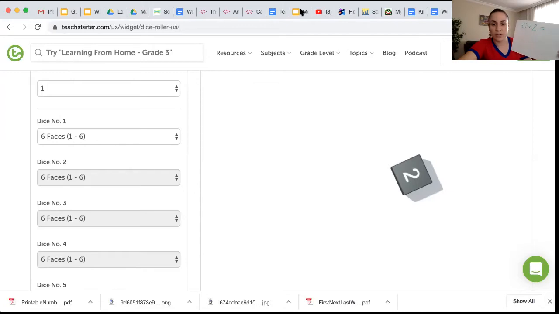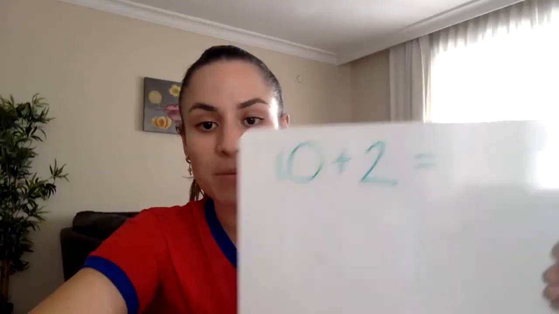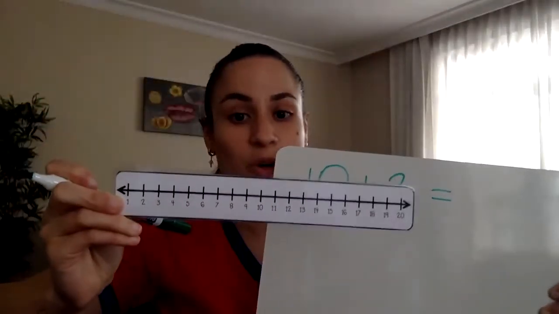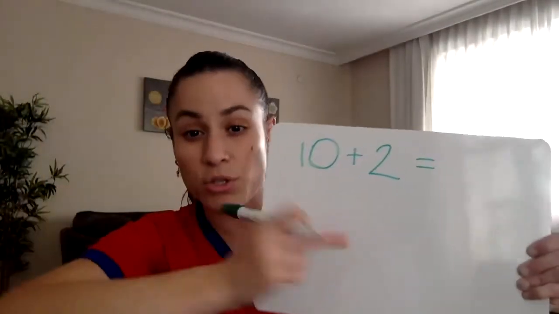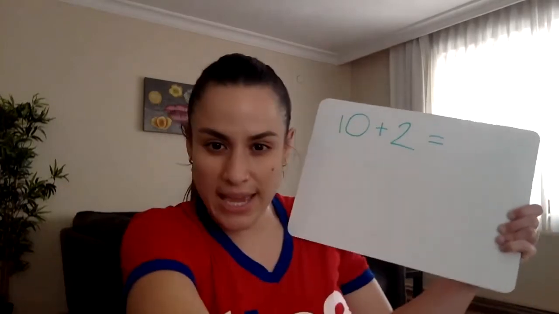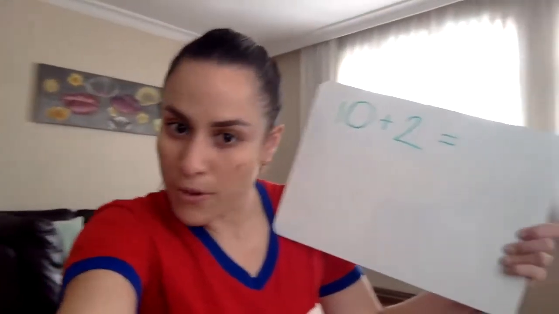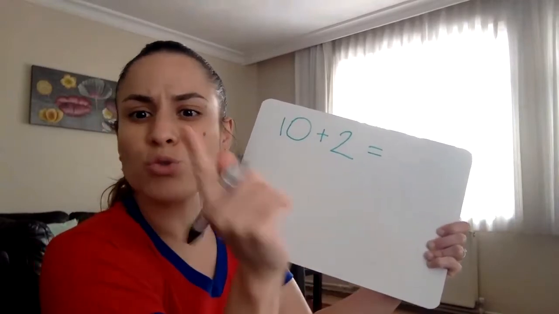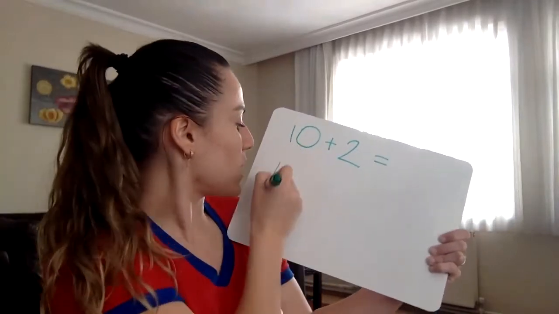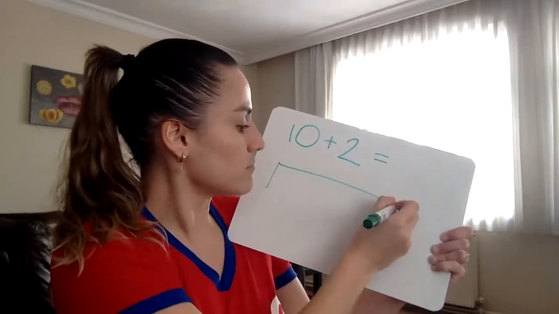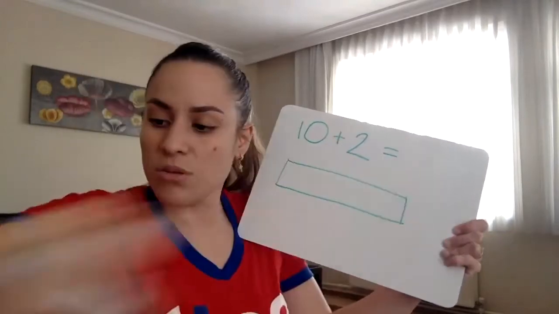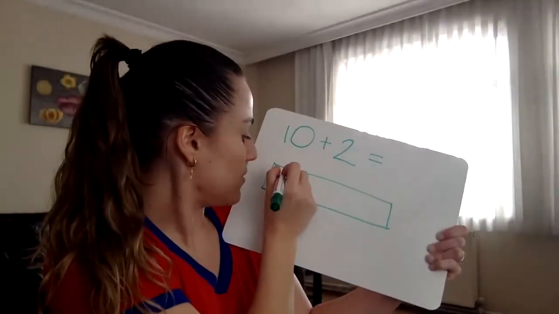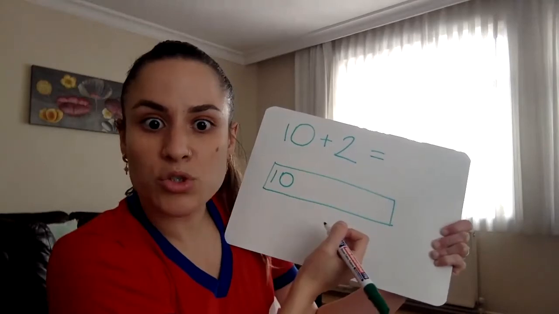I'm going to stop sharing my screen with you. And I'm going to show you how to do this one. We can actually use this number line. I'm going to show you how, but right now I'm going to do it here so you can do it at home. So I have 10 and I'm going to start counting from 10. So we have to jump 2 times. So I'm going to make it somehow like a number line here. Yeah, something that looks similar to this. I'm going to write 10 here.